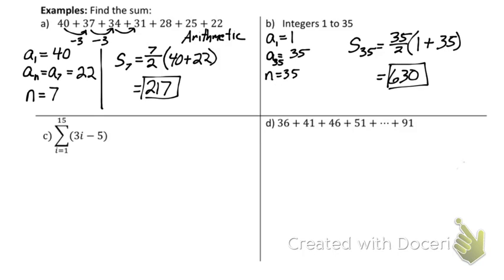All right, our next guy. We now have it in series notation. All right, so we are going to do the same information. I want to find my first term. Well, my first term is going to be plugging that 1 in for that i. So my first term is just going to be 3 times 1 minus 5, which equals negative 2.